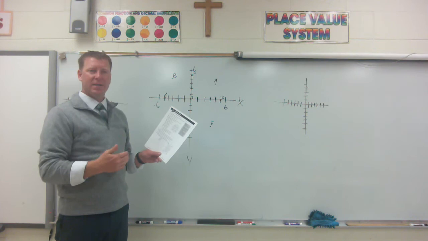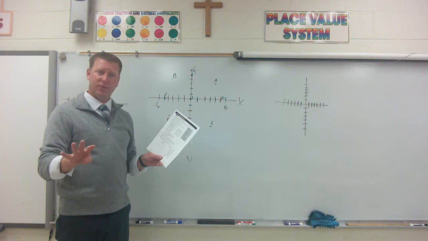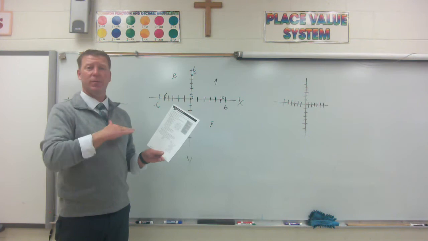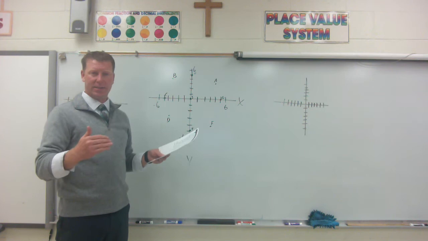Now, true or false? Every number is one of those four quadrants. That's false. Did you see what they said? If I'm on the line, guys, I'm not in a quadrant because zero is not positive or negative. So to be in the first quadrant, the numbers have to be positive. So I'm either in a quadrant or I'm on the line. Those lines have a name called axes, plural, axis, singular.